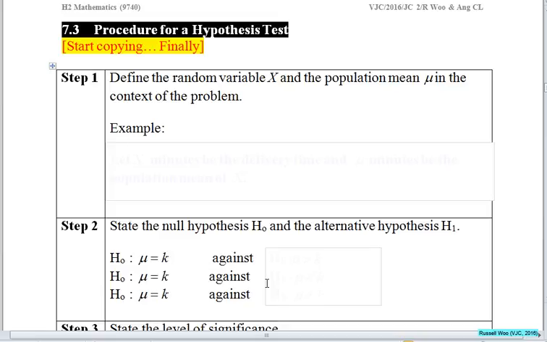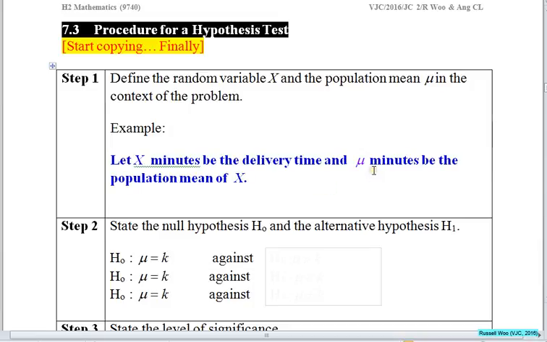First step, I got to define the random variable and the population mean. So in the pizza delivery problem, we will let x be the delivery time, and mu minutes be the population mean of x. That's what we did in the example. So the first step must be to define.